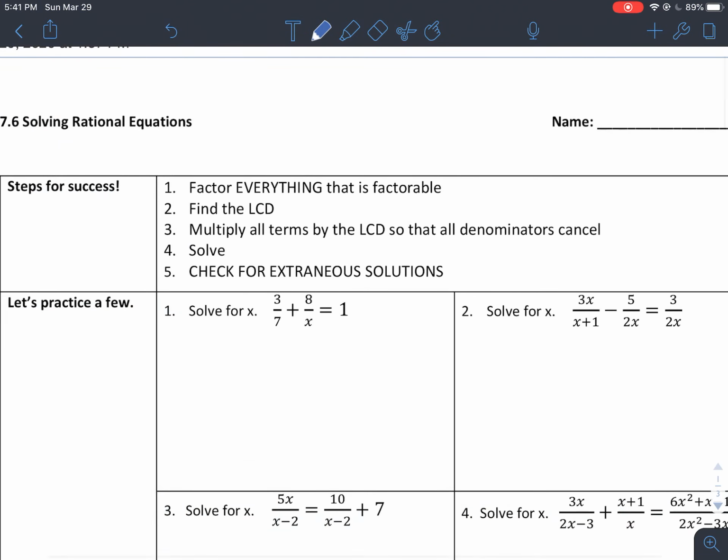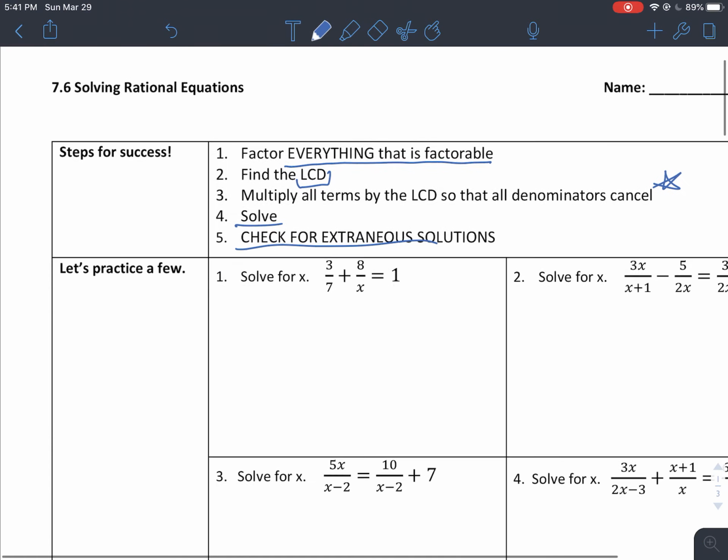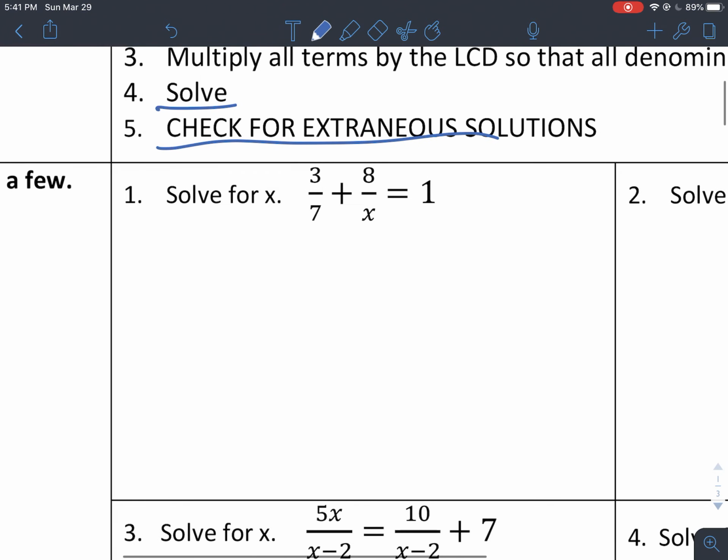The steps for success. It says factor everything that is factorable. We're going to have to do that. Find the least common denominator, which we've been doing. Multiply all terms by the least common denominator so that all denominators cancel. That's the new move that we're going to make. And then we solve and always check for extraneous solutions. So start with finding the least common denominator.